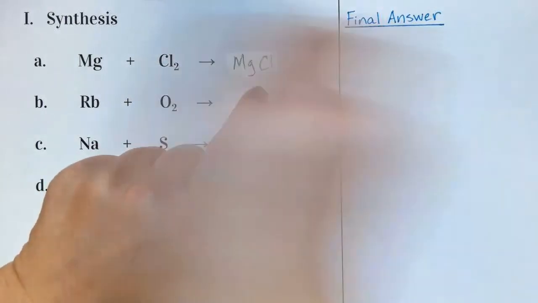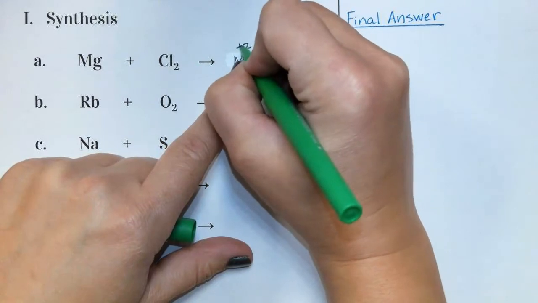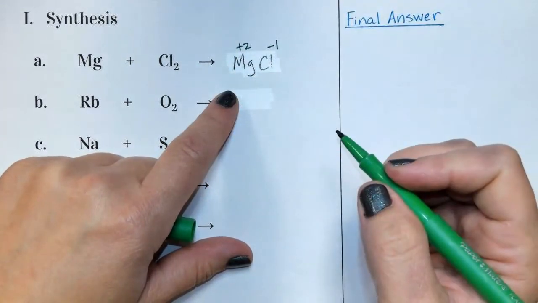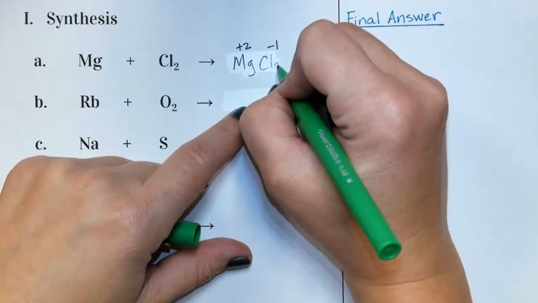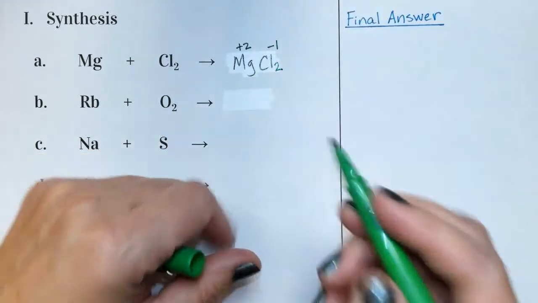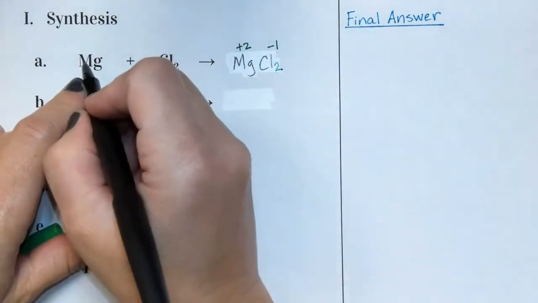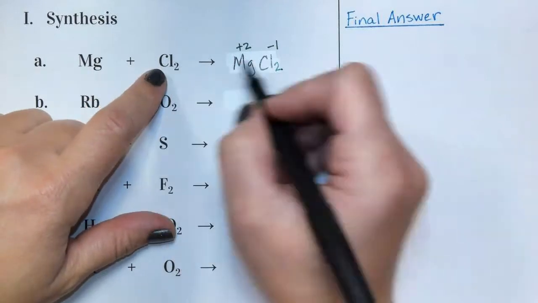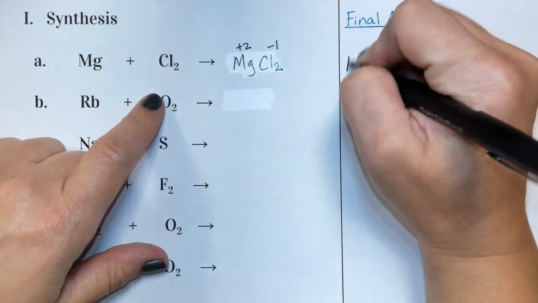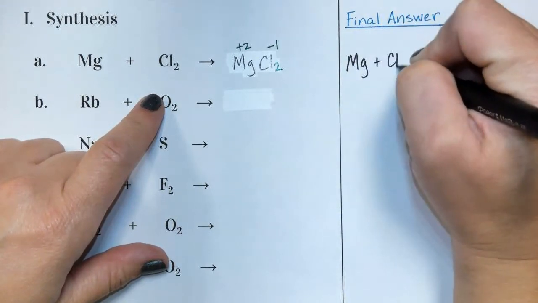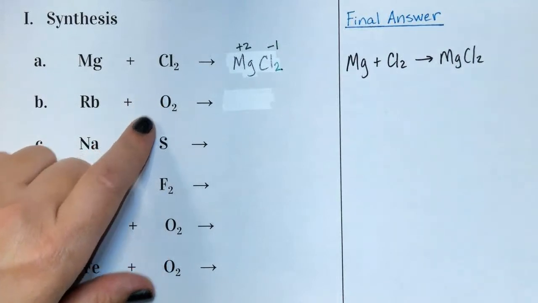And then over here, I have to balance the charges. So magnesium has a charge of +2, chloride has a charge of -1, and so when we balance this, we're going to have a subscript of 2 here, subscript of 1 there. We would balance the coefficients next: 1 magnesium, 2 chlorine, 2 chlorine, the coefficients are balanced. So the final answer would be Mg plus Cl2 yields MgCl2.